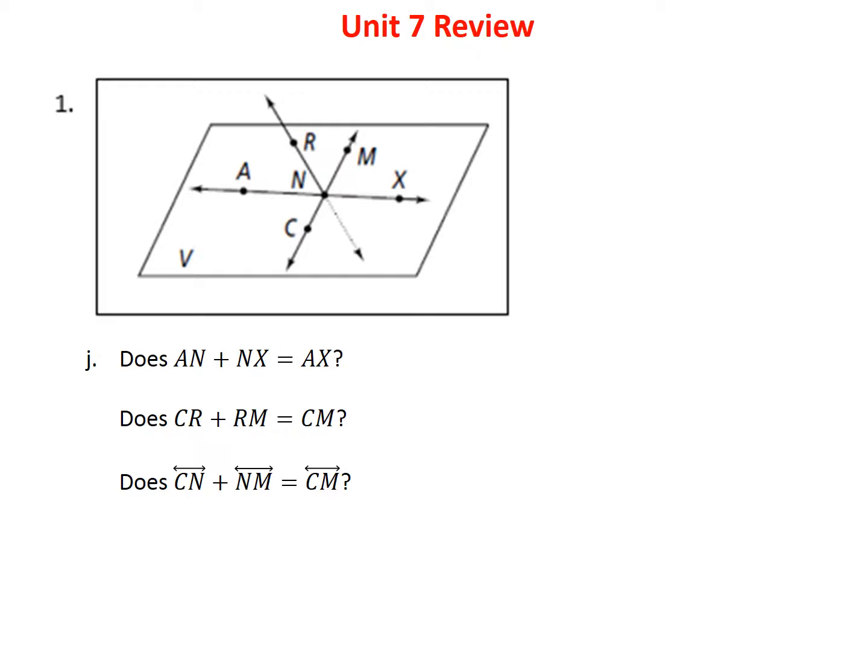In question 1J, we're asked whether certain segments and lines add up to other segments. Notice the first one, does AN and NX equal AX? Well, notice that the two all are collinear. They form a straight line. So in this case, we can use the segment addition postulate and say yes, AN plus NX is going to equal AX. On the second one, notice that CR and RM, one goes up and one comes down, and they don't form a straight line.